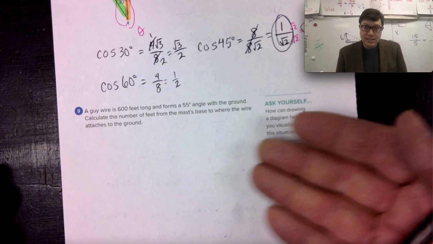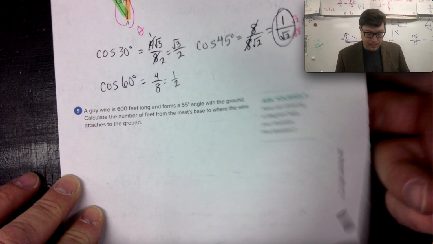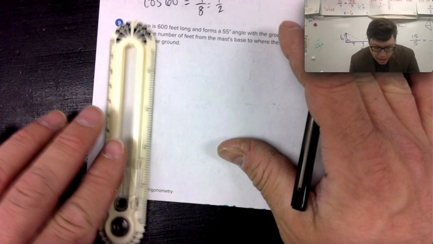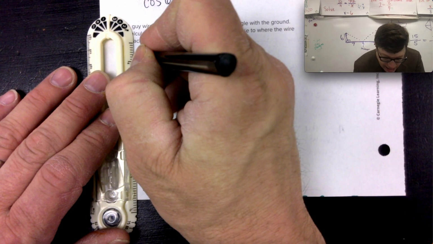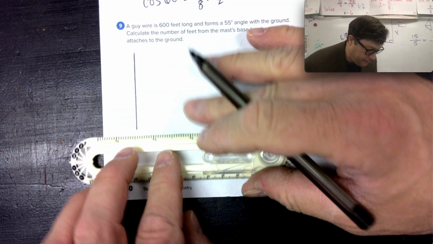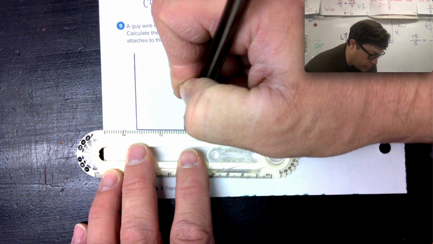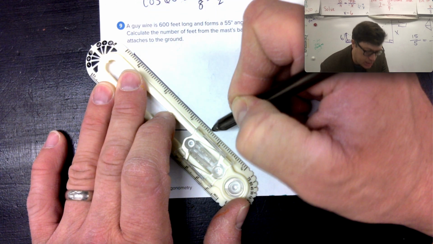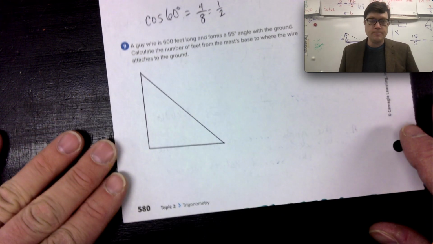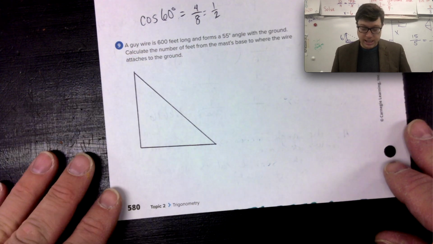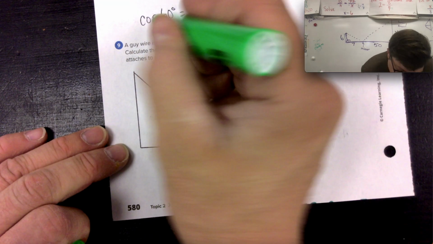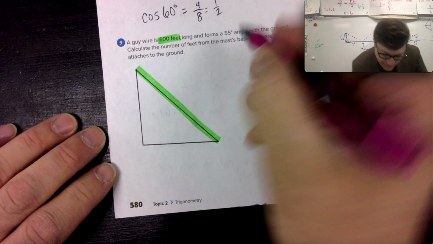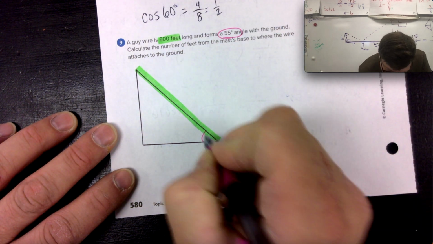Okay, a guy wire is 600 feet long and forms a 55-degree angle with the ground. I don't see that drawn on this page. So you know what we're going to do? Draw it. If you paid attention in the getting started, you'd understand that a radio tower is vertical. It forms a 90-degree angle with the ground. And then the guy wire is the wire that connects the ground to the mast of the radio tower. The information in this problem says that the guy wire is 600 feet long because it's the hypotenuse. And it forms a 55-degree angle with the ground.